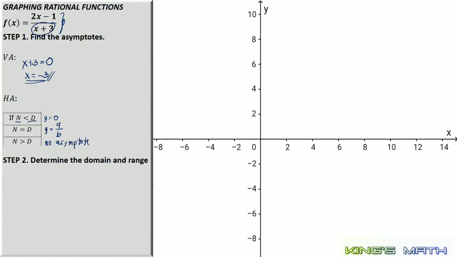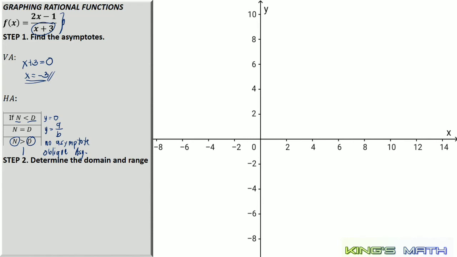But there is an exception here. If the difference between the degree of the numerator and the degree of the denominator is only 1, then there is an oblique asymptote.